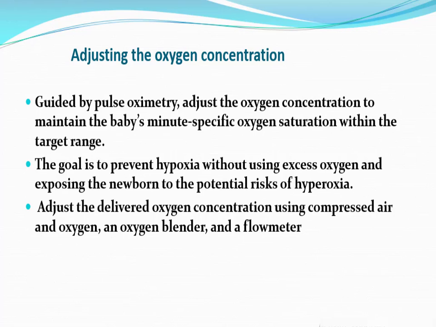Guided by pulse oximeter, you have to adjust the oxygen concentration to maintain the baby's minute-specific oxygen saturation within the target range. The goal is to prevent hypoxia without using excess oxygen and exposing the newborn to the potential risk of hyperoxia. You have to adjust the delivered oxygen concentration using compressed air, an oxygen blender, and a flow meter.